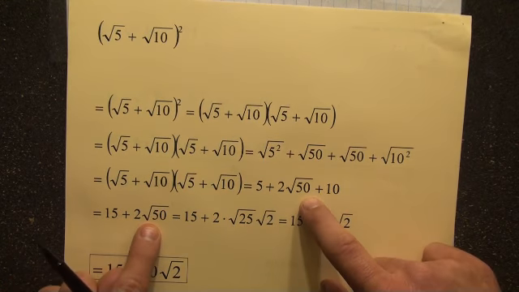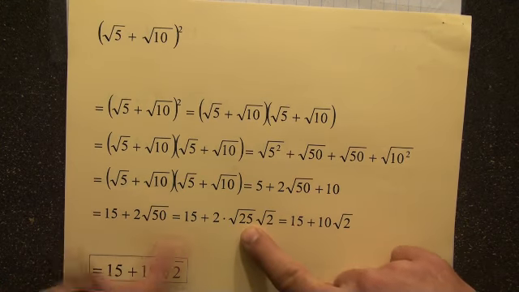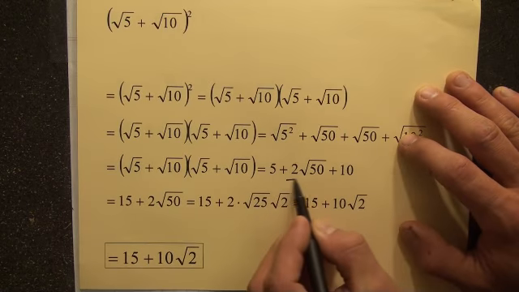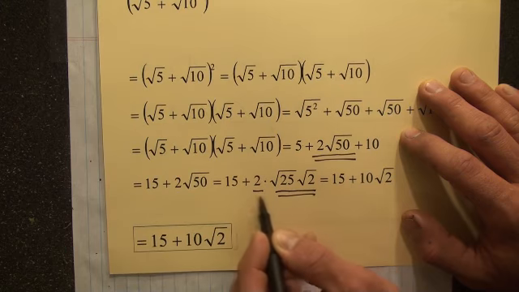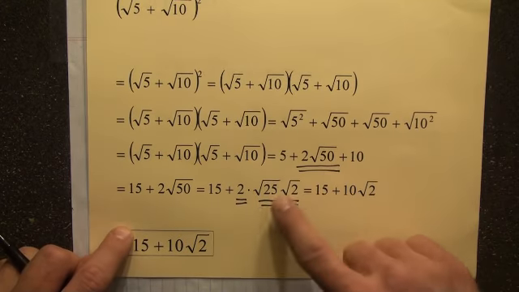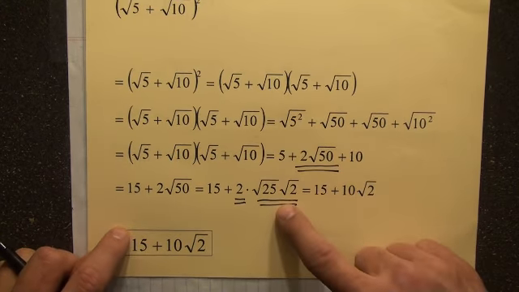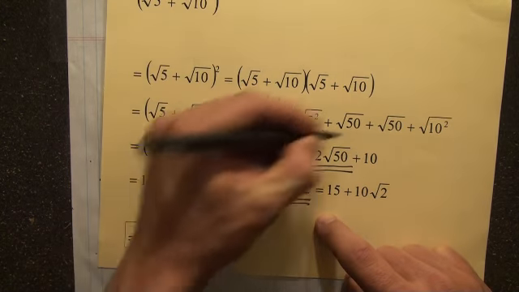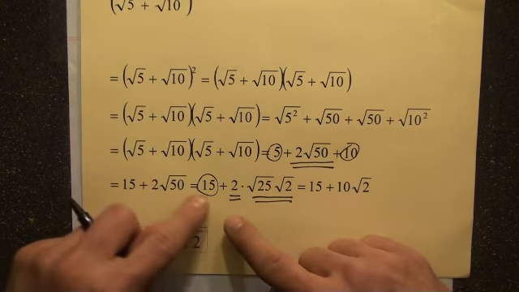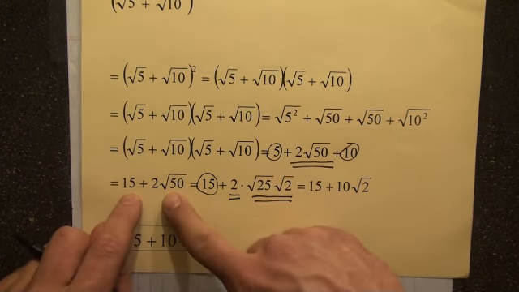Then we have 2 root 50 we're going to deal with. That's going to become root 25 root 2. So look what happens here. The 2 root 50 becomes 2 root 50. See how that works? That's just a root 50 there. Now, how did this become 15? From the 5 and the 10. So there's your 15 plus 2 root 50 right there.